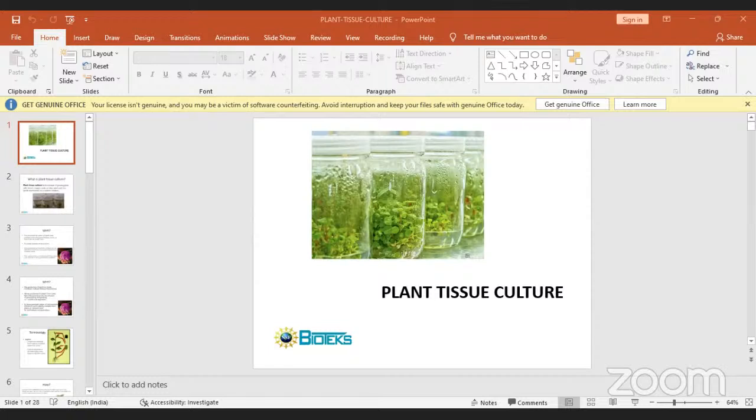Plant tissue culture is a collection of techniques used to maintain. So these are some of the importance of plant tissue culture. Plant tissue culture is a collection of techniques used to maintain or grow plant cells, tissues, organs.